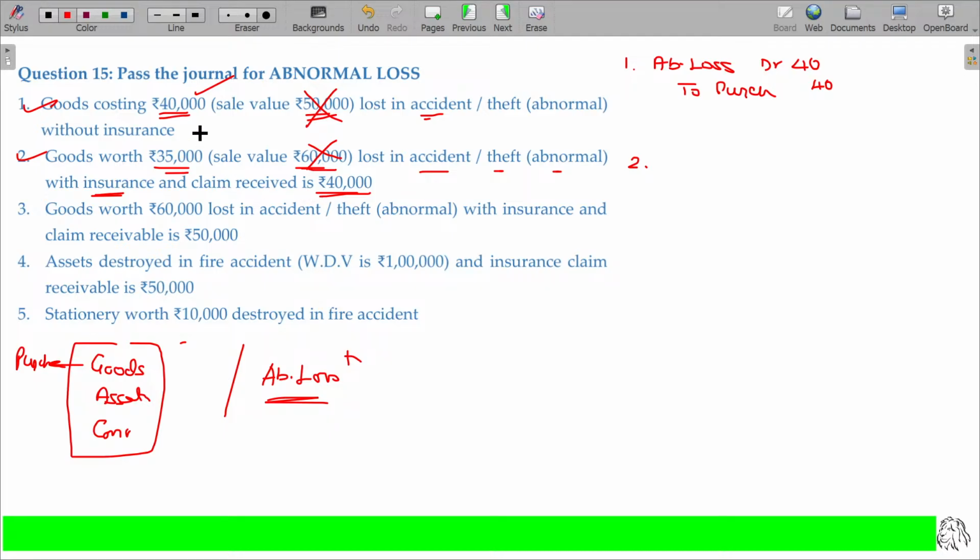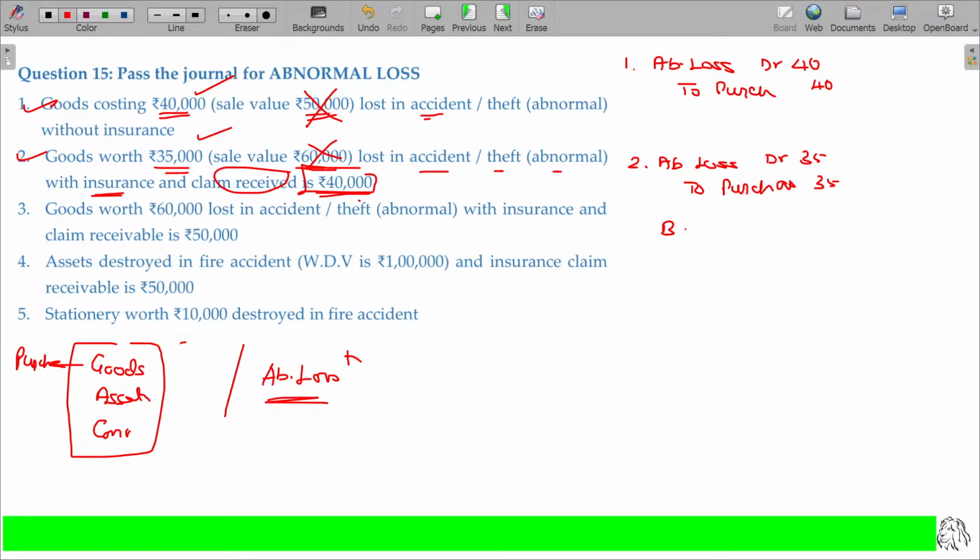So first we will pass the entry for the abnormal loss. Abnormal loss account debit to purchases, the value being 35,000. And we lost how much? We claimed how much? 40,000 received already.